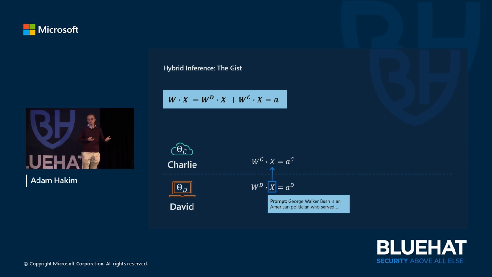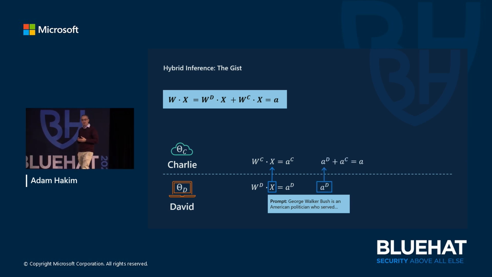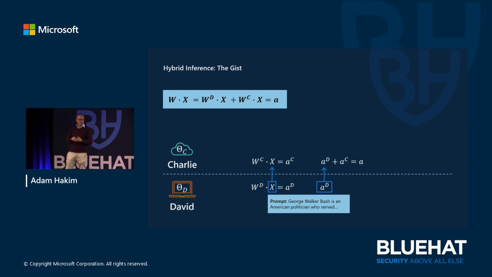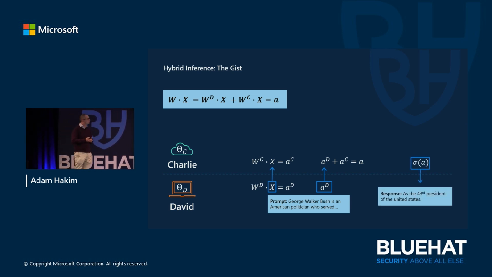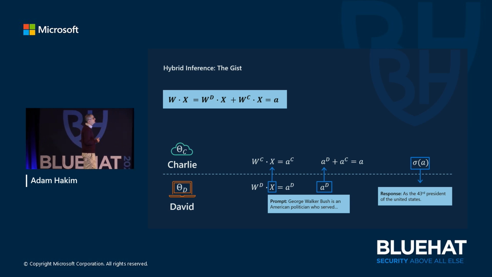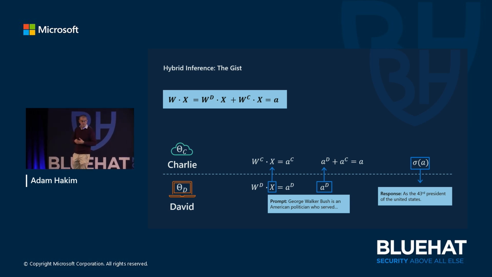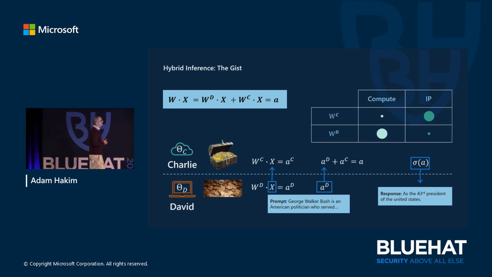with Charlie's version of the model to obtain AC. And then AD is sent to Charlie. It merges with Charlie's portion to receive the final output. And then some activation function is performed on A, which is common in neural networks, and we receive the final output as the 43rd president of the United States. I think that's a correct answer. You should know better. And so that's the flow.